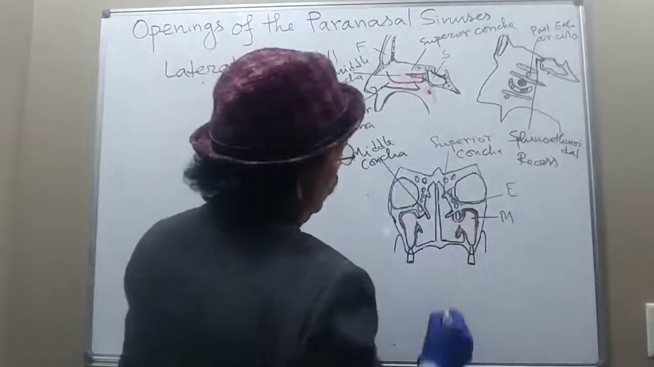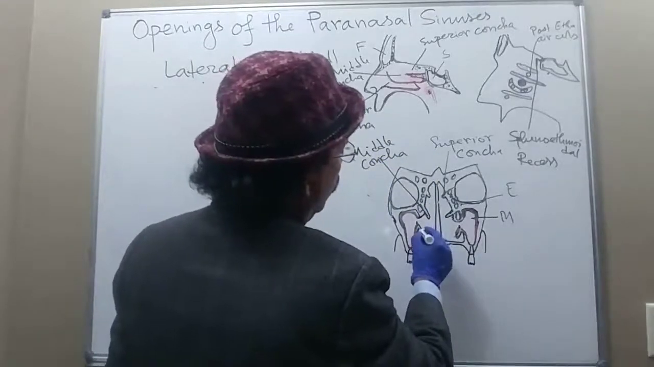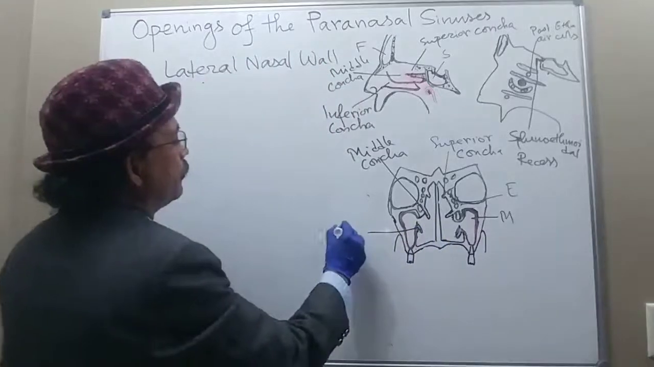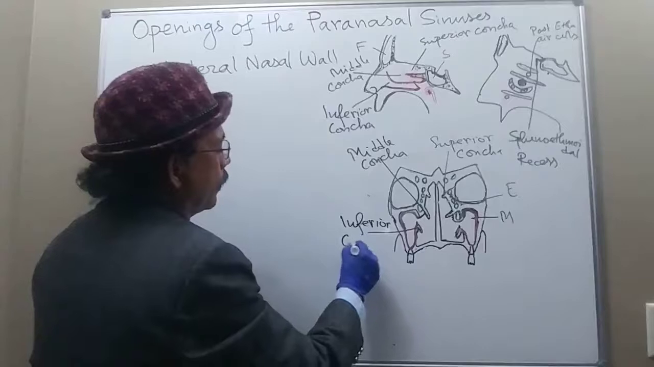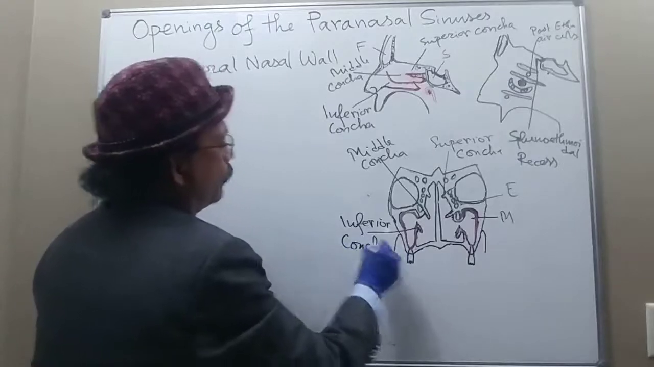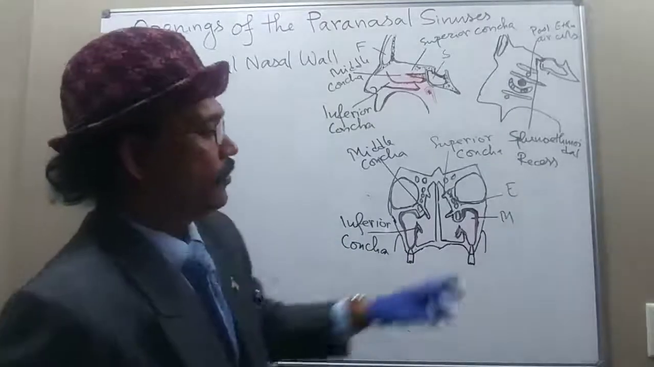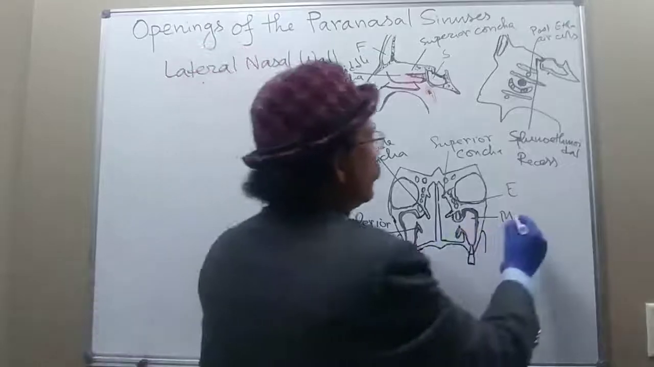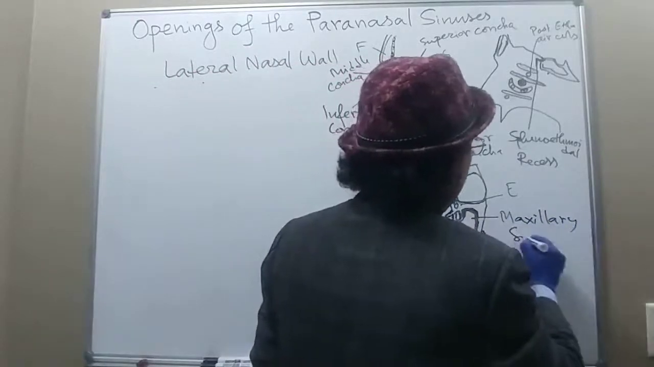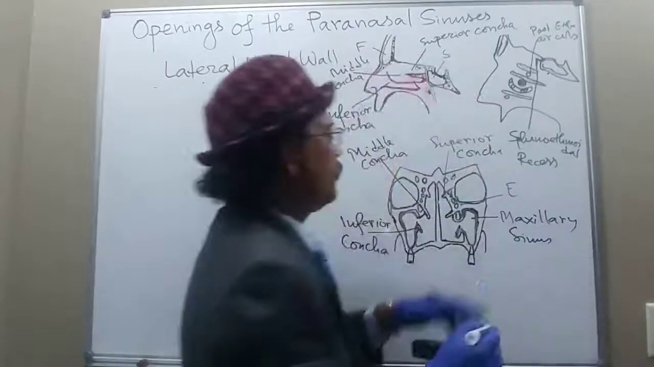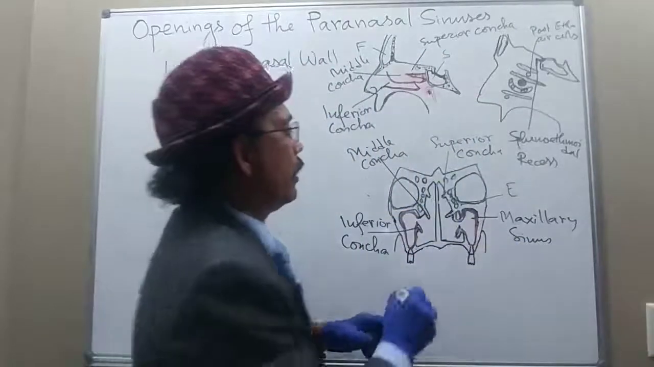Okay, and this is the inferior concha. Okay, we got that. This is the maxillary sinus. Maxillary sinus here, and these are the ethmoidal air cells.